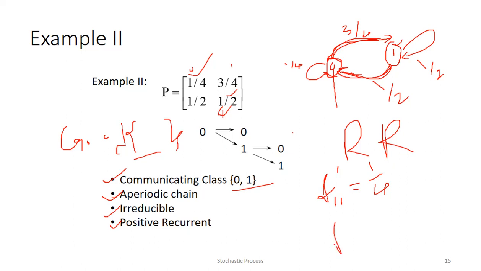Now I can check for 2 steps. In 2 steps, I go from 0 to 1 and 1 to 0. So 3 by 2 into 1 by 2 equals 3 by 4.